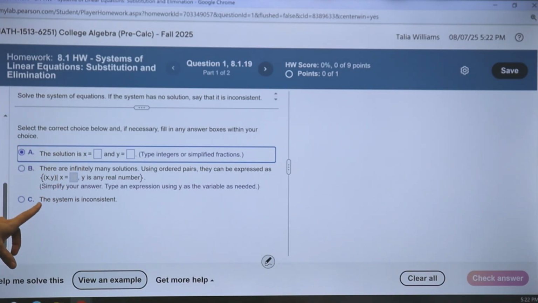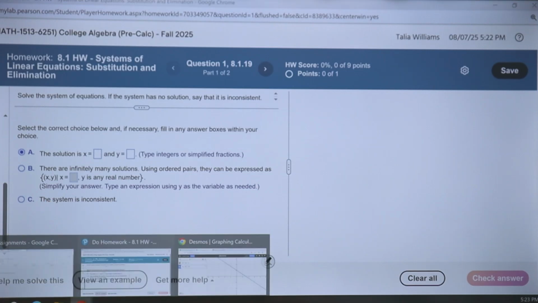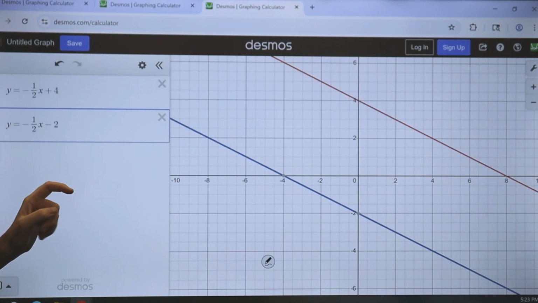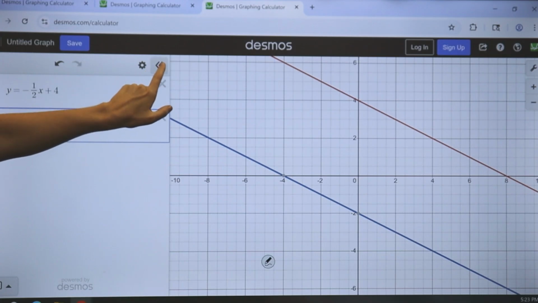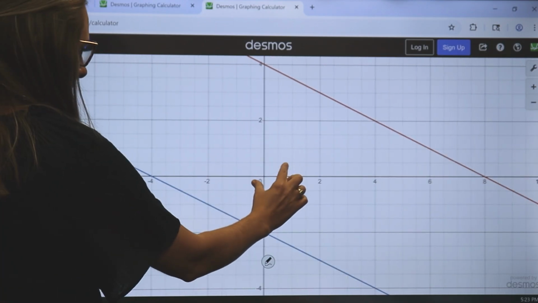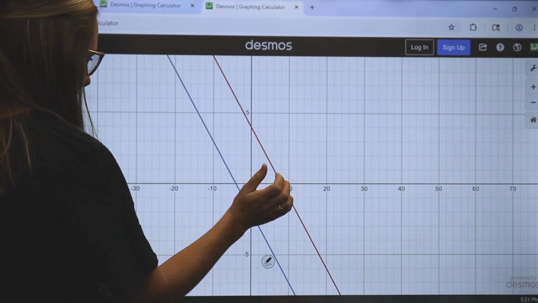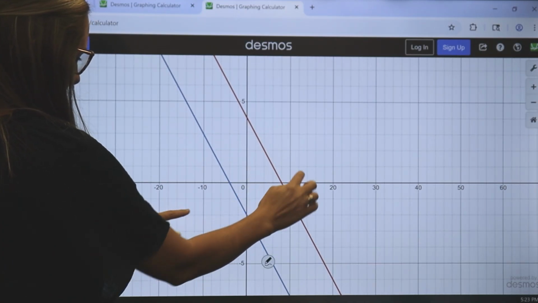And then our last option is the system is inconsistent. So what that looks like, I think I'm going to have to, oh, it went away, is that the two lines are parallel. So I have y equals negative 1/2 x plus 4, y equals negative 1/2 x minus 2. I'm going to pop this over here. Oh wow, that's kind of crazy. I didn't mean to do it that much.